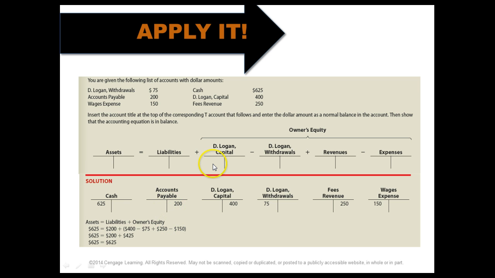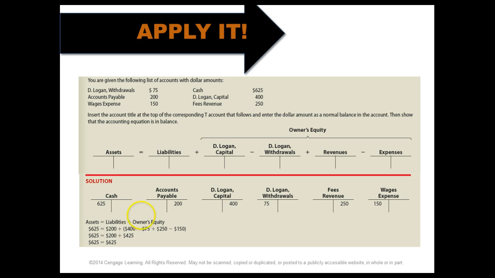$200. Now our owner's equity consists of several accounts. They consist of capital, which we would add. Withdrawals we subtract, don't we? Because it reduces our equity. So we're down to $325. Fees revenues we add, right? $575. And then wage expenses we subtract. $150. So if we take the 400 minus 75 plus 250 minus 150, we have $425 in owner's equity.